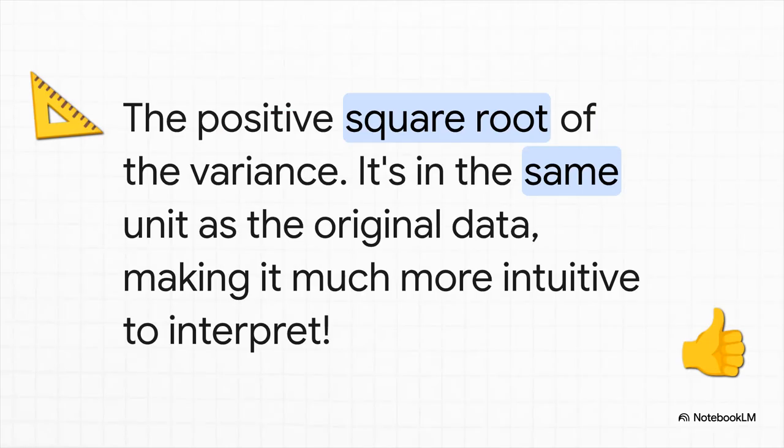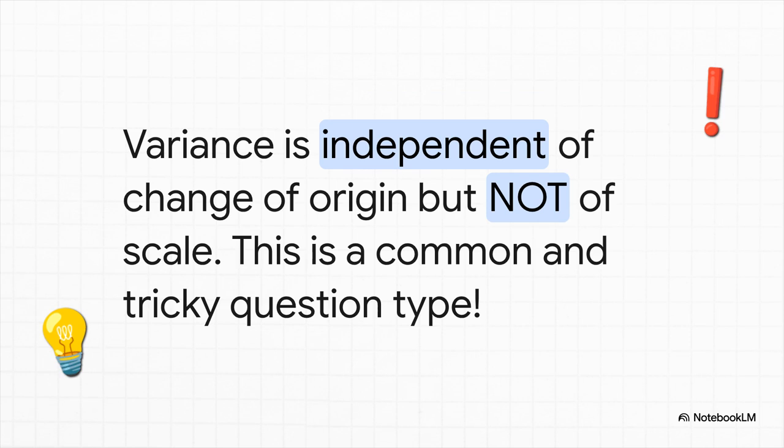So variance is great, but it has this one little weird thing. The units are squared. Kind of hard to wrap your head around, right? Well, that's why we have standard deviation, or just sigma. We just take the square root of the variance, and boom, we get a measure of spread that's back in the same units as our data. So if your data is in meters, your standard deviation is also in meters. Much more intuitive.